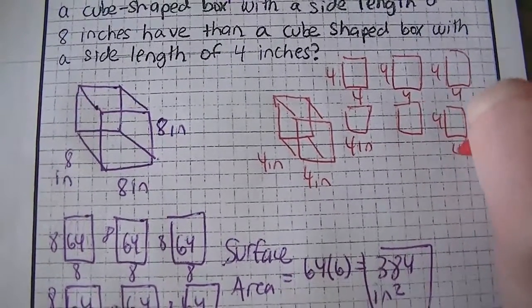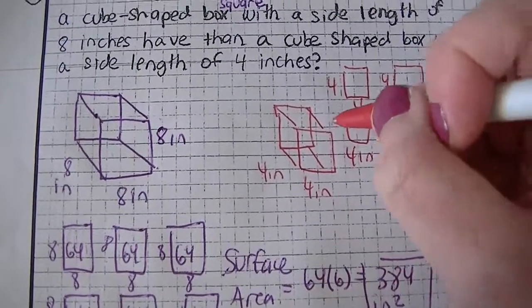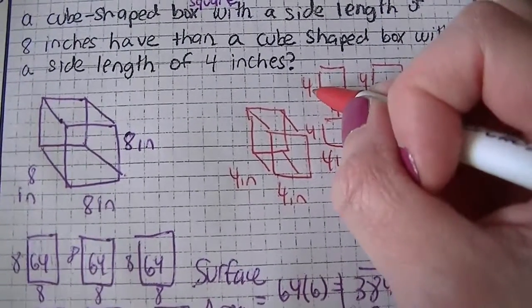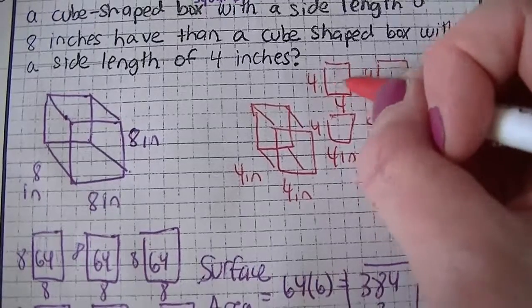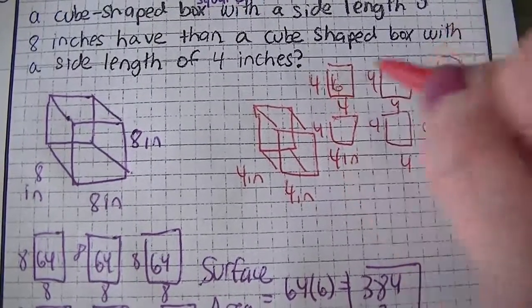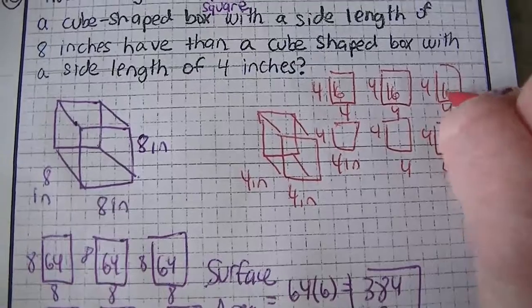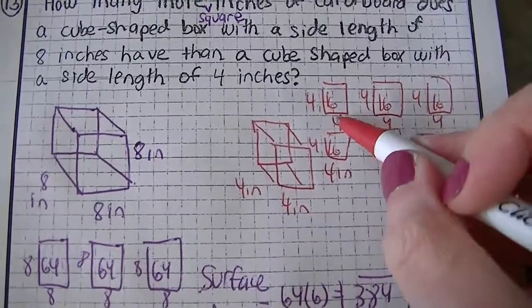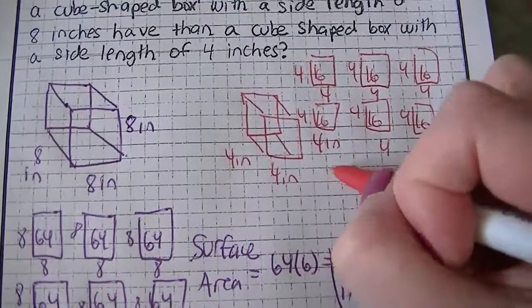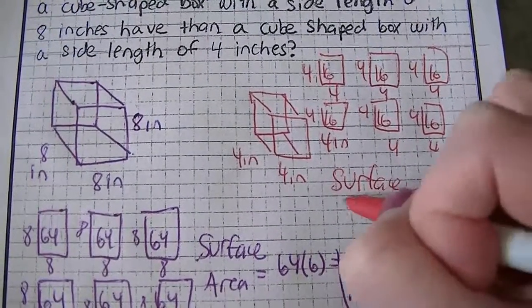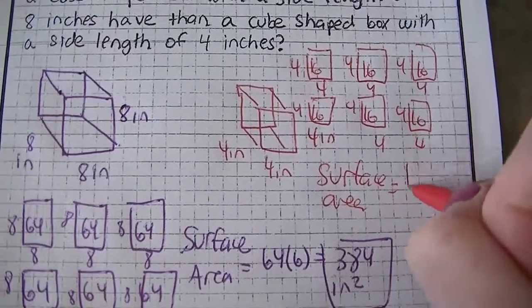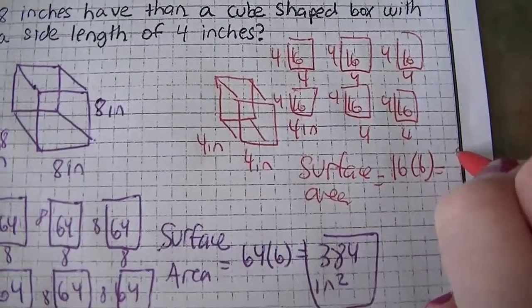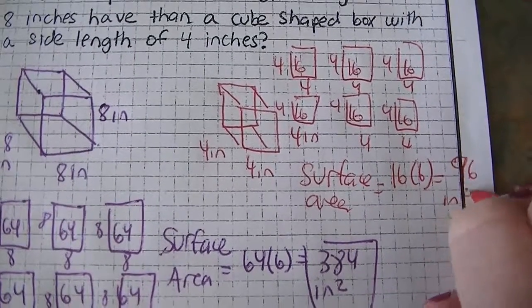Like I said, it's not really a net simply because they're not all connected, but it kind of looks like a net. So to figure out the area of just this space right here, it's 4 times 4, which is 16 units squared. And the units are inches, so it's 16 inches squared. Okay, so I see that there are 6 of them. So my surface area for this one is 16 times 6. And 16 multiplied by 6 is 96 inches squared.